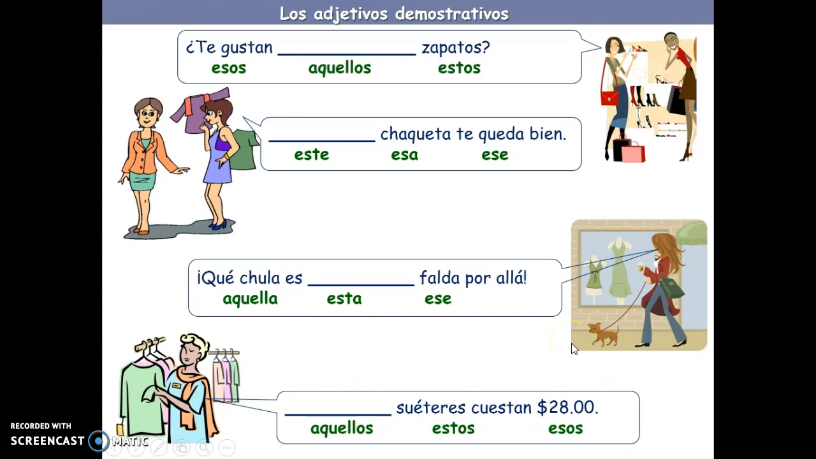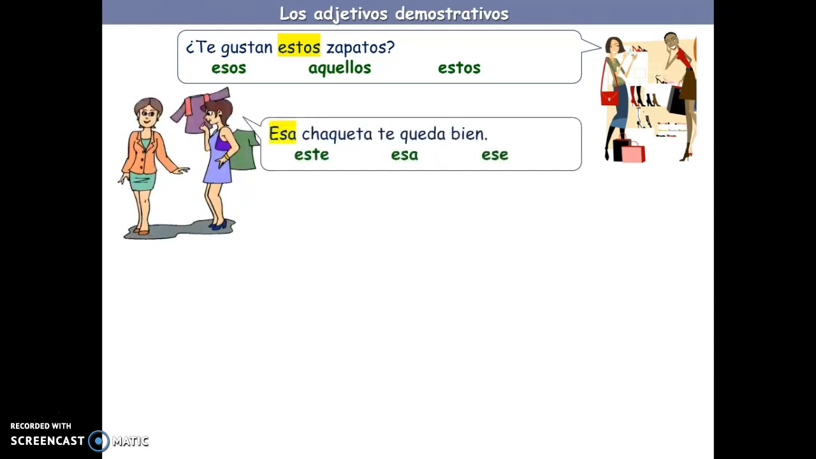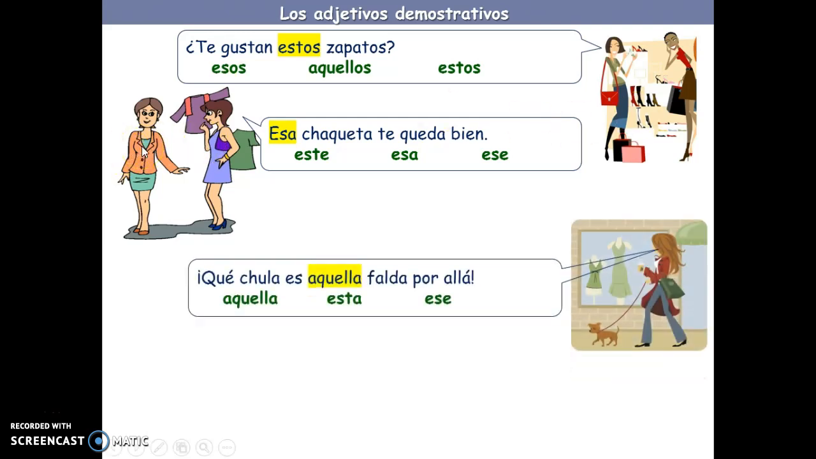Alright. Pause video, figure out which ones you would pick, and here are the answers. This one would be, ¿Te gustan estos zapatos? Do you like these shoes? Because she's holding them up. Esa chaqueta te queda bien. That jacket fits you well. Referring to the jacket her friend is trying on.